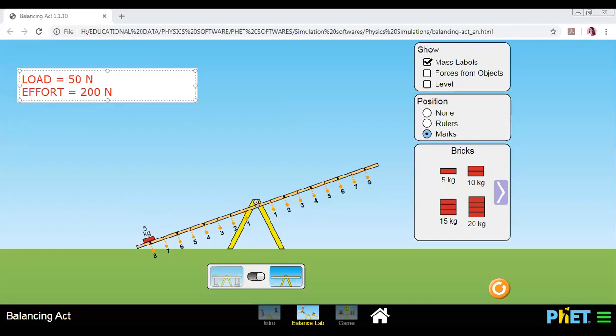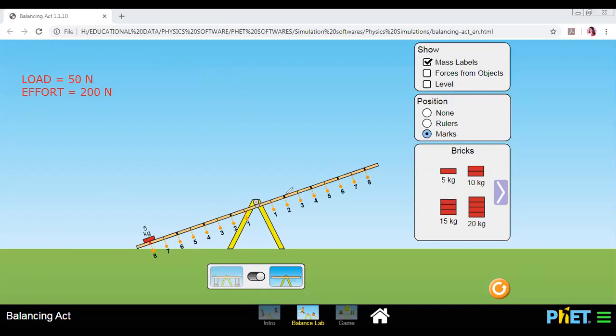Understand, on the left hand side what I am keeping is the load, and on the right hand side what I'm going to keep is always the effort. The load is 50 Newton. How much is the effort? 200 Newton. So I'm going to use this 20 kg mass to lift it. Again, I am more interested in finding the displacement of load and displacement of effort, so I have to mark the initial position of load and effort. Here I am marking the initial position of the load at the base.